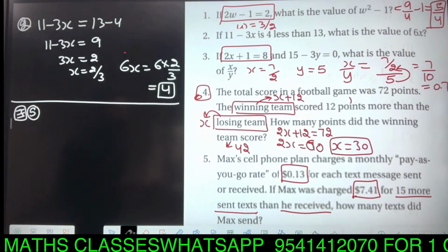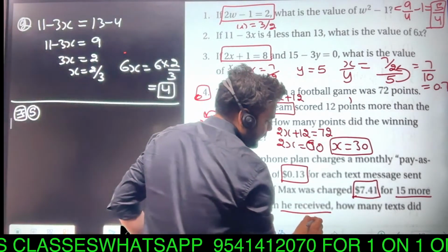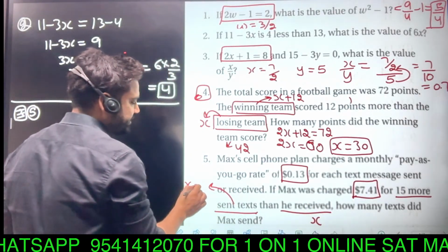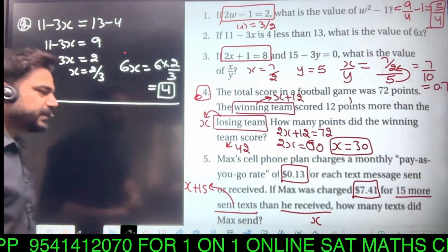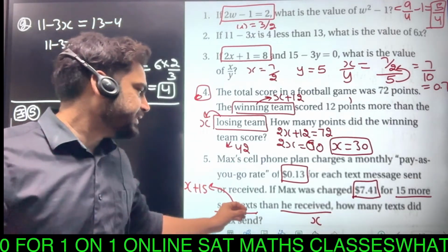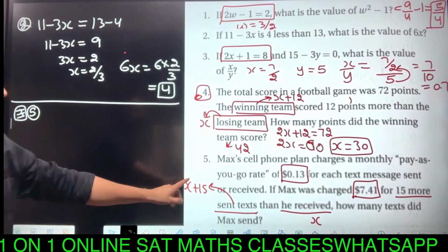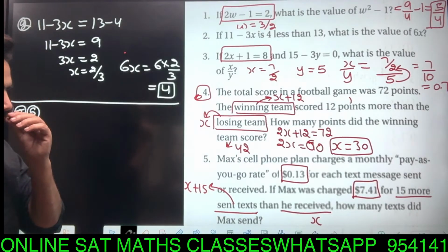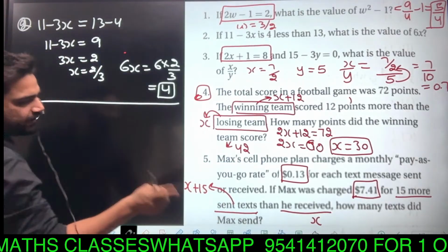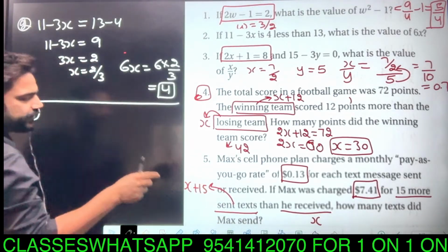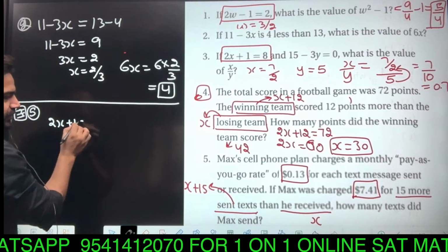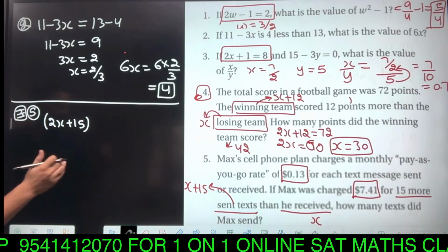Now you can see, suppose he has received x messages, then it means he has sent x plus 15 messages, because they are clearly saying that he has sent 15 more messages than he has received. If he has received x messages, then he has sent x plus 15 messages. Now the total bill: how many total messages are there? He has received x messages and sent x plus 15, so total messages are 2x plus 15. These are the total messages that he has sent or received.